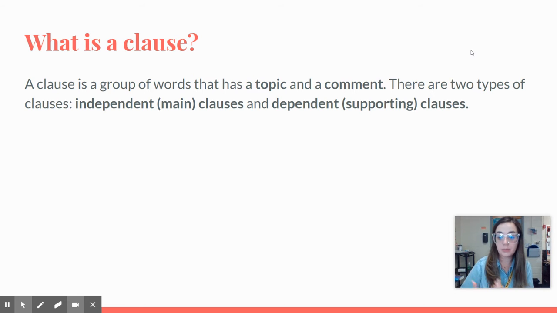A clause is a group of words that has a topic and a comment. This relates to our previous mini lesson about simple sentences. The most basic form of an independent clause is a simple sentence, okay? So a clause has a topic and it has a comment. There are two types. One is an independent or main clause, and the other is a dependent or supporting clause. I'll go over the difference between both of these in the next slide.